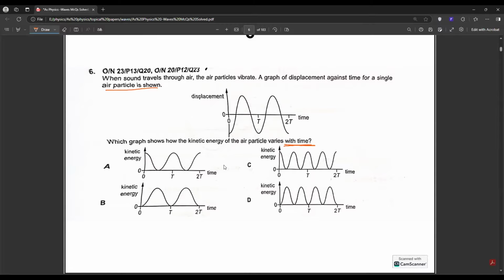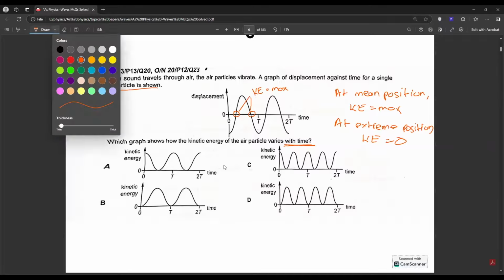Perfect. Always remember, when you have a displacement of 0 or when you are at the mean position, at both these points, your kinetic energy will be maximum. You can write it here. At mean position or 0 displacement, your kinetic energy is what? Your kinetic energy is maximum. And at extreme positions, your kinetic energy is 0.